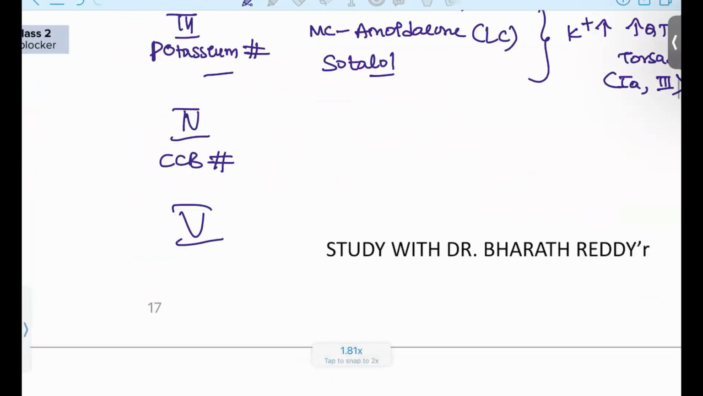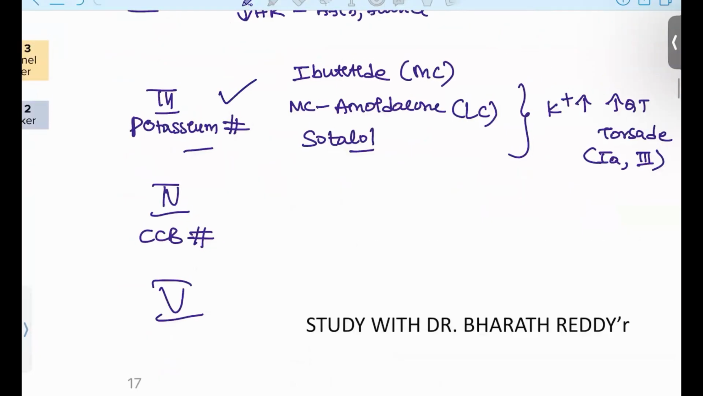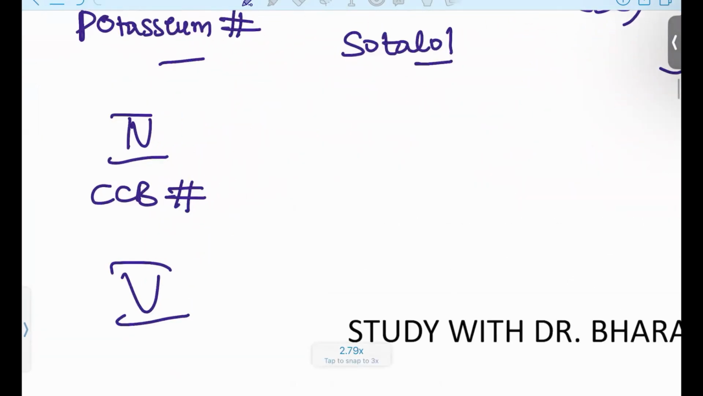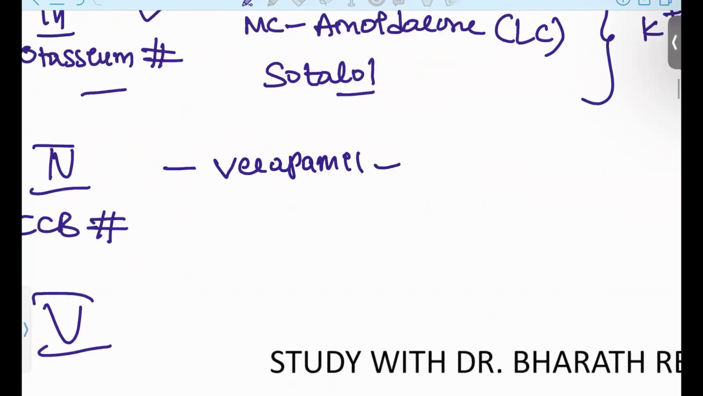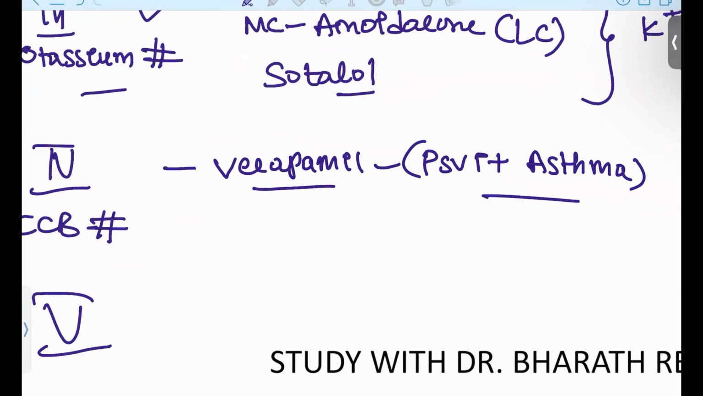All right. And these drugs can be given for any arrhythmias. The most friendly antiarrhythmic drugs are your potassium channel blockers, and in that, the best drug is amiodarone. All right. Next, the fourth one is your verapamil. Verapamil and diltiazem are the drugs we are going to use here. Verapamil is given for PSVT patients with other comorbidities like asthma. We can give this verapamil and diltiazem.